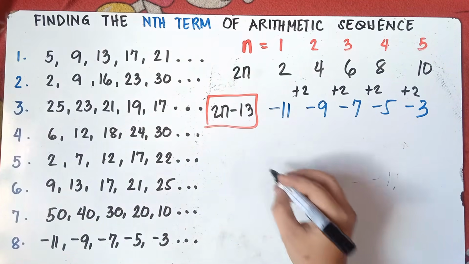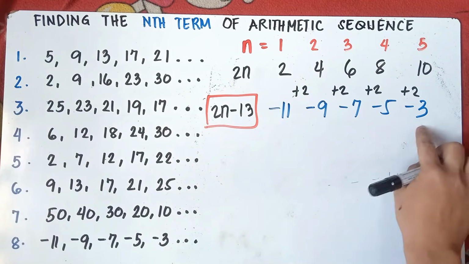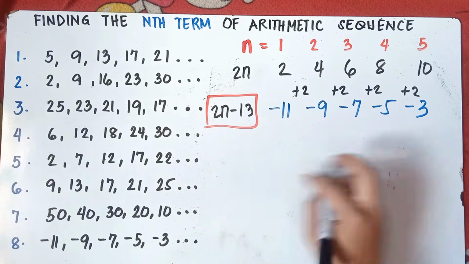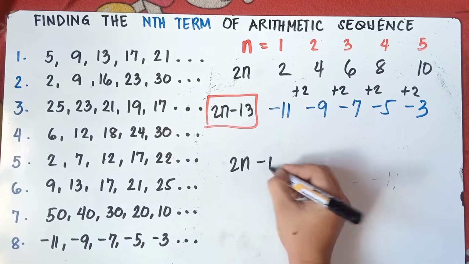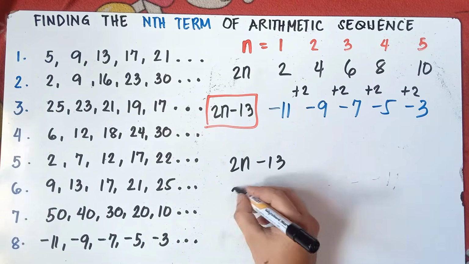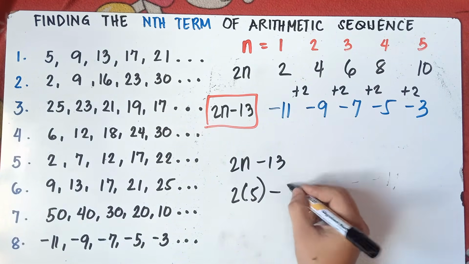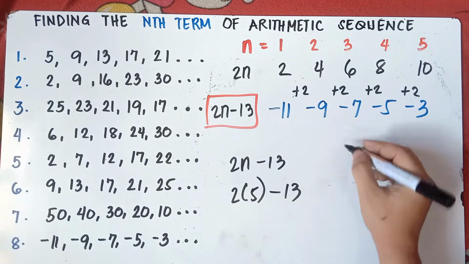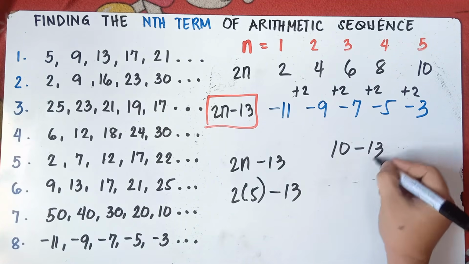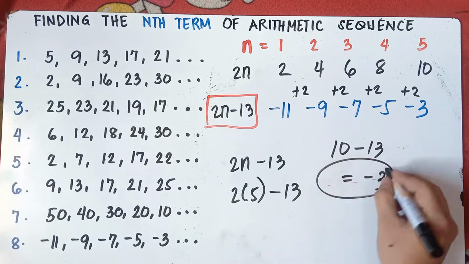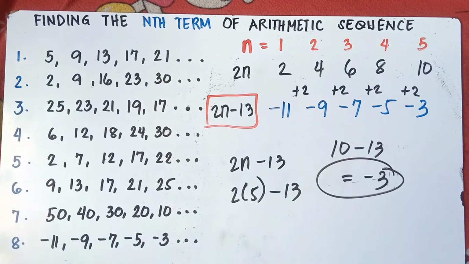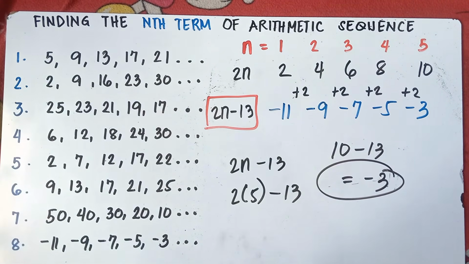Alright, let's try to check. If our n is 5, let's check if we can get negative 3. 2n minus 13. If n is 5, 2 times 5 minus 13. 2 times 5 is 10. Minus 13, we get negative 3. Therefore, this is our equation. 2n minus 13. So let's try to check, class.